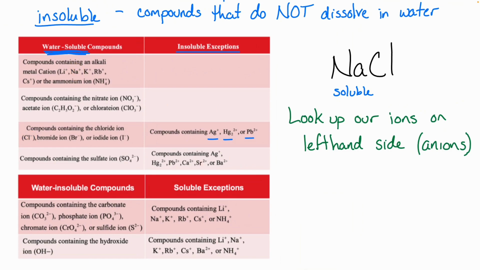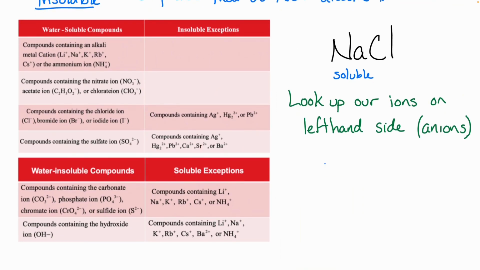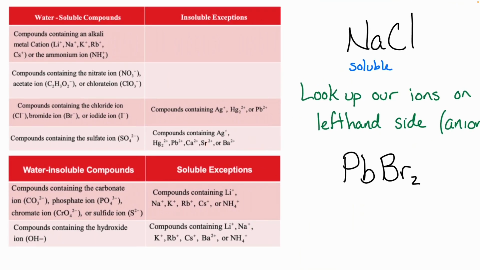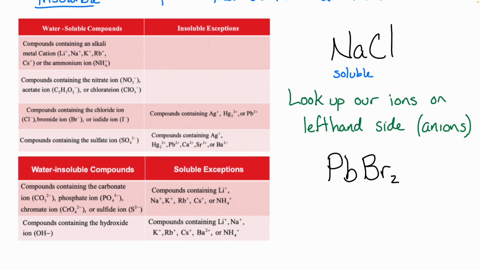All right, let's do another one. Okay, we're going to do PbBr2, lead 2 bromide. All right, take a second to find that anion on the left-hand side of our table. All right, notice it's also listed with chlorine, right? So all of our halogens are listed together, the chloride, the bromide, the iodide.